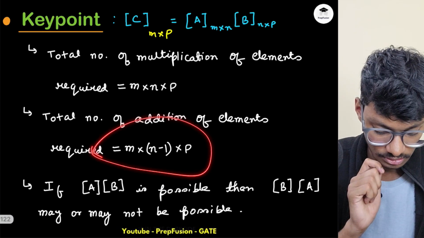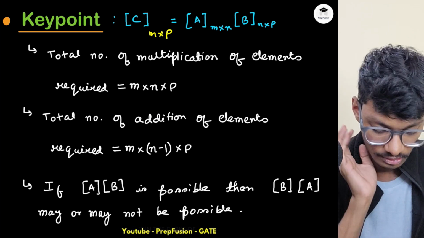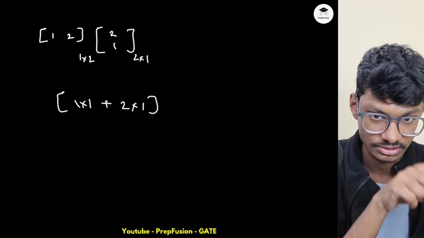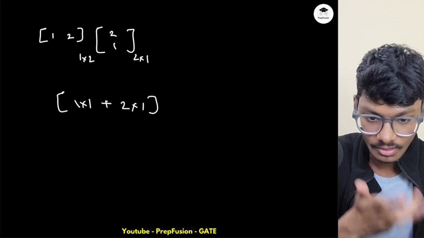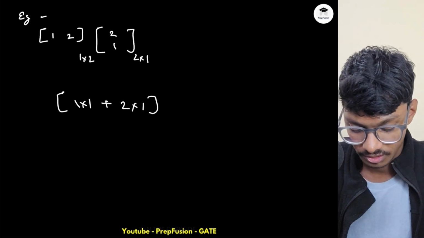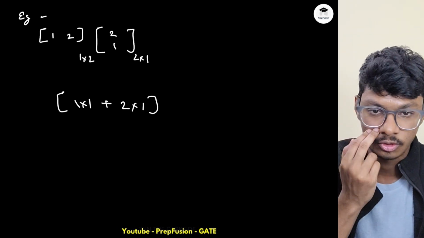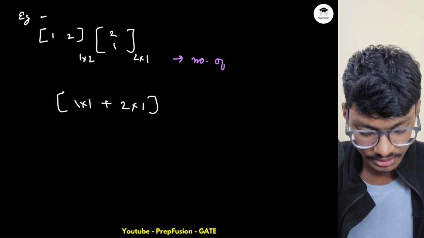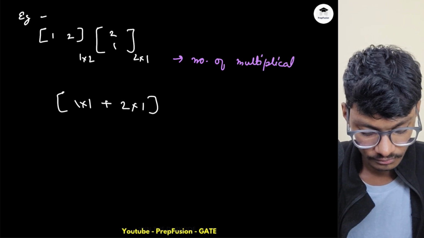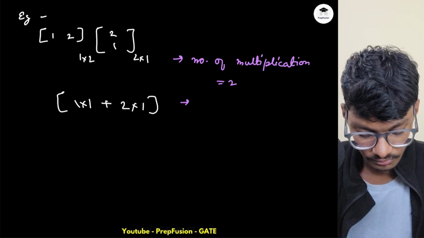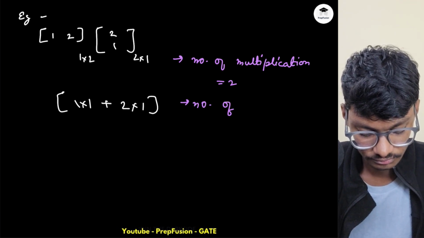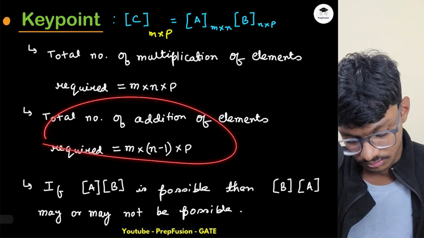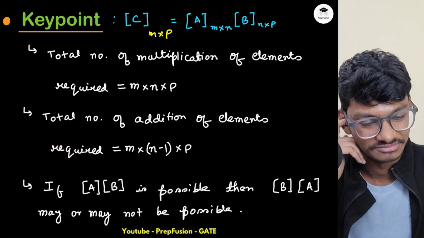If the question directly asks how many total additions of the elements are required for a matrix multiplication, you can simply take a simple example, and from there derive which equations are satisfying, and through that you can eliminate the options. I also don't remember this formula, so just put it in your short notes and try to have the analogy of how this is coming. Here, number of multiplications, number of additions is only one. I hope you try to remember this, or don't worry if you don't, it doesn't come in GATE anyways.